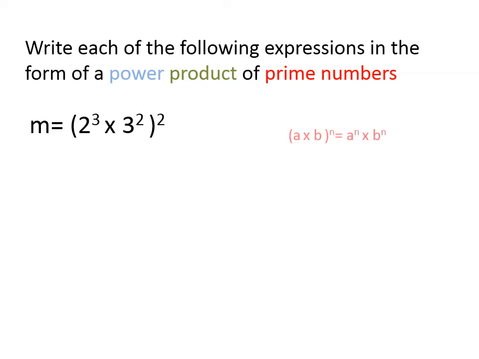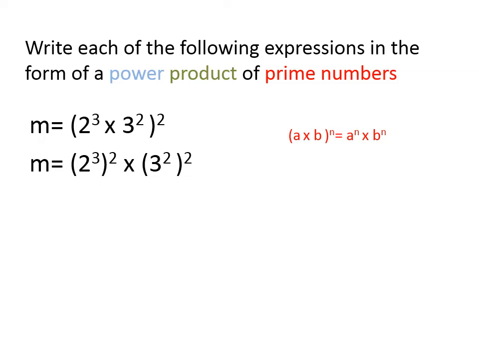First of all, we have to recall that the rule says (a times b) all to the power n is a to the power n times b to the power n. This means that the power is distributed among a and b, both factors present inside the parentheses. So here we have (2 to the power 3 times 3 to the power 2) all to the power 2. It means that we should write (2 to the power 3) to the power 2 times (3 squared) to the power 2. Okay, here we distributed power 2 among the two factors.